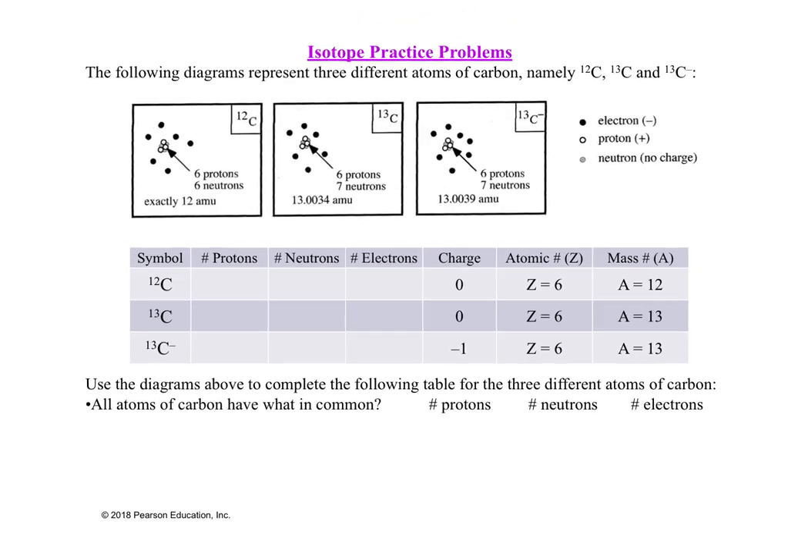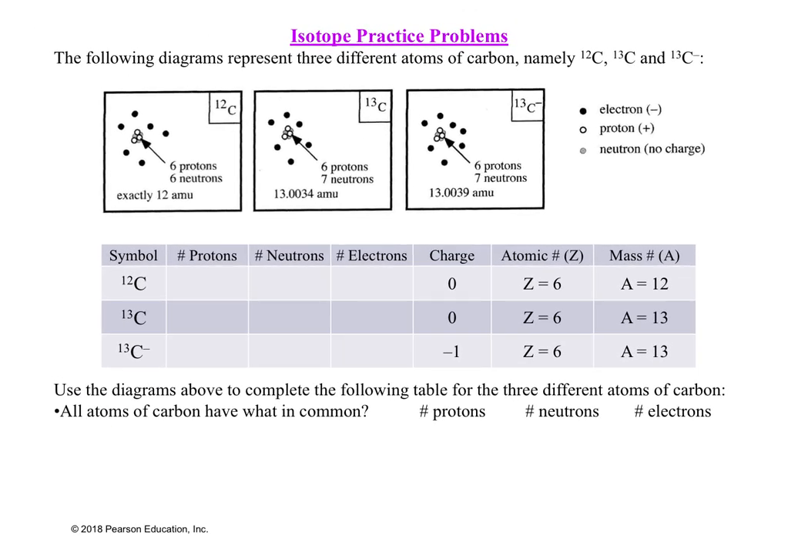So if we're going to practice this, here we have 3 different versions of carbon. We have carbon-12, carbon-13, and an anion of carbon-13. Here is an atomic view for you to see how it is. We have the nucleus here with 6 and 6, 6 and 7, and 6 and 7. Notice the atomic mass differs a bit. So if we look at this table here, we're going to fill out how many protons, neutrons, and electrons there are from the symbol. So number of protons, we know from the periodic table that carbon's atomic number is 6. So 6 protons all the way down.